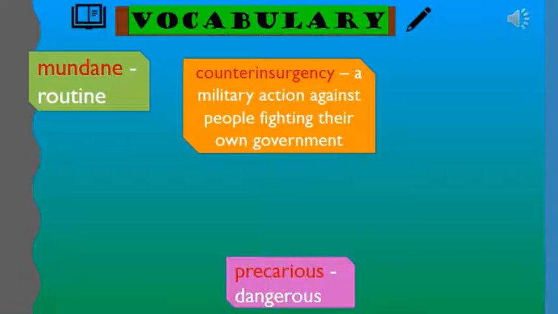A very important word in the lesson, counterinsurgency. It means a military action against people fighting their own government. Children, you know that every day there are people who are fighting our government. Some of them are Naxalites. Our Indian military takes action against them, and these actions are called counterinsurgency operations. Here's a sentence. 10 Naxalites died in counterinsurgency operation yesterday.